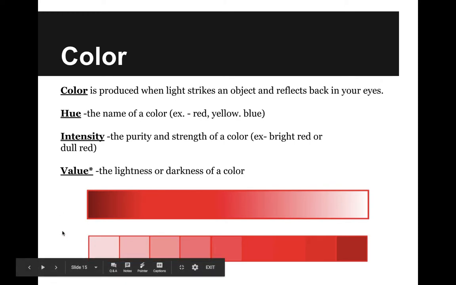So lightness or darkness of a color is simply, is it lights or darks of one color? So the value of red can go from baby, baby, baby pink all the way to blood red, and that would be talking about the value of red, okay?